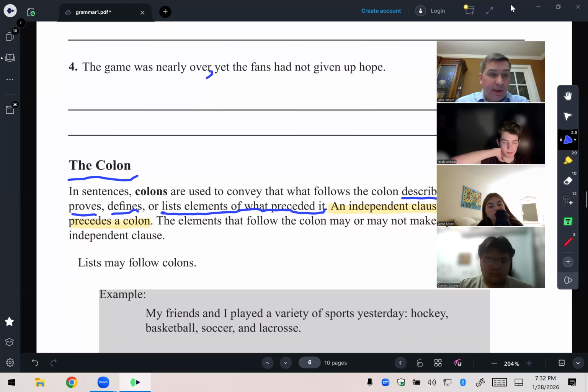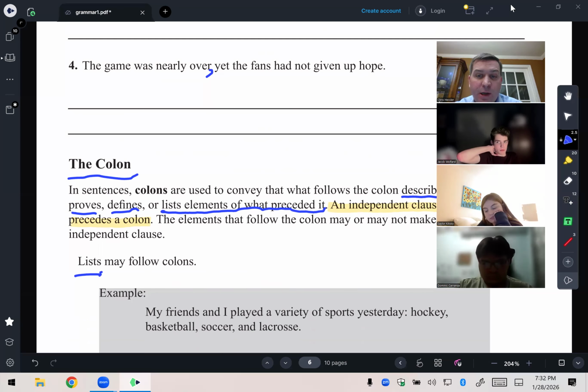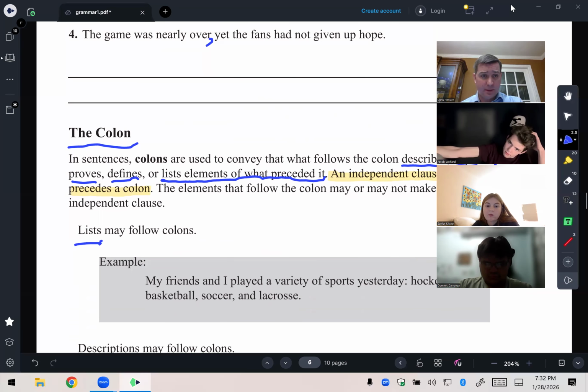We use colons with lists. This is the main reason you'll see a colon. My friends and I played a variety of sports yesterday: hockey, basketball, soccer, and lacrosse. So everything in front of the colon will be a complete thought. My friends and I played a variety of sports yesterday, period. It doesn't matter what follows the colon. Sometimes it's just a single word. It doesn't matter that hockey, basketball, soccer, and lacrosse is not a complete thought. It's not a sentence. It's not an independent clause. It doesn't need to be.